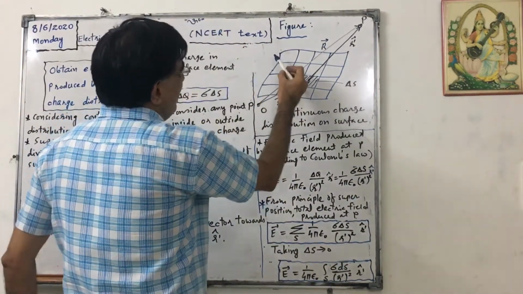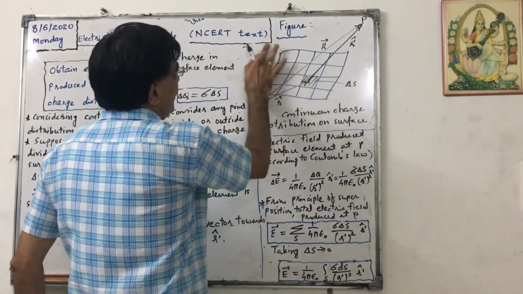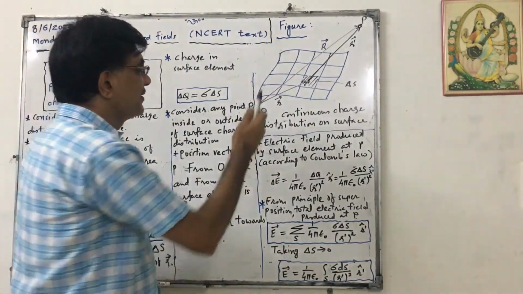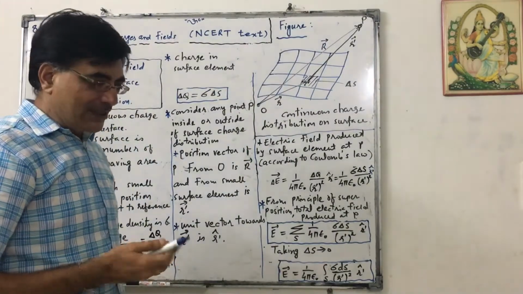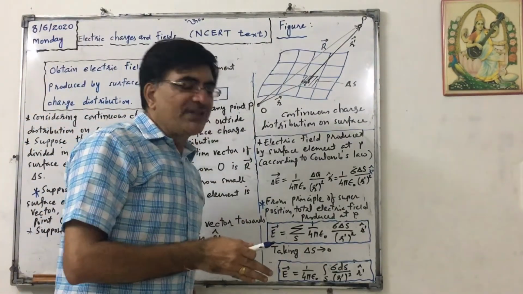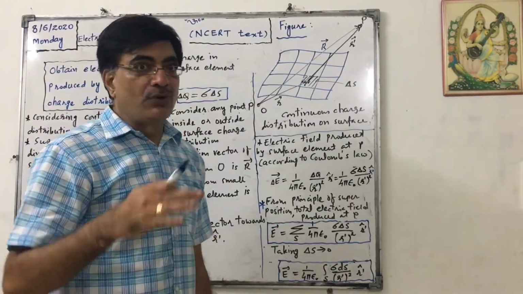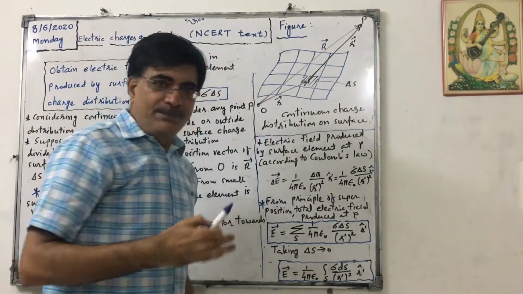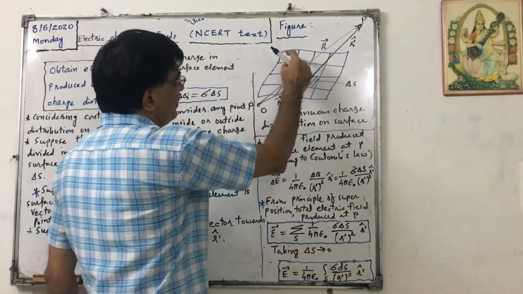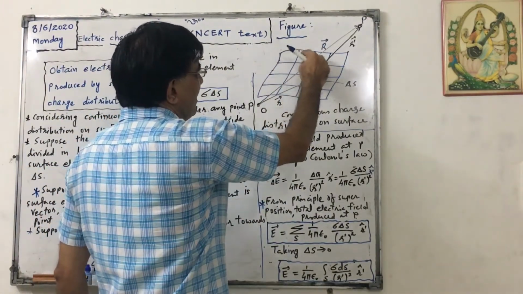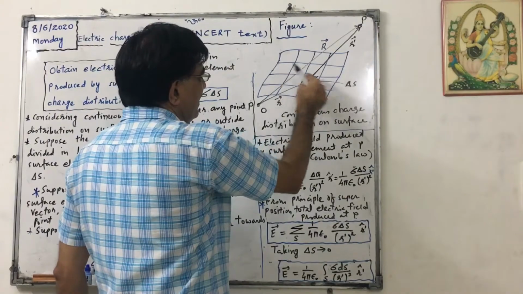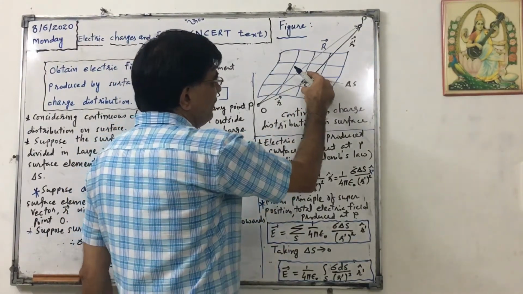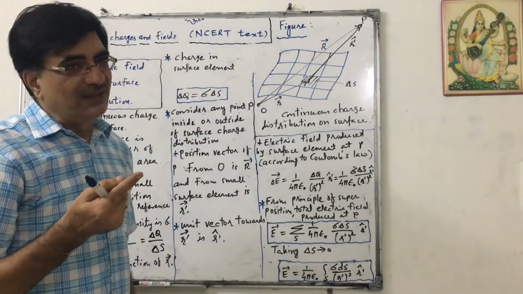I have considered a surface having continuous charge distribution inside it. But see, the shape is irregular, as well as the charge distribution inside it may be uniform or non-uniform. So I cannot consider the whole surface at a time. So I have to consider small surface elements. Then I have to find the electric field produced by one of those small surface elements.